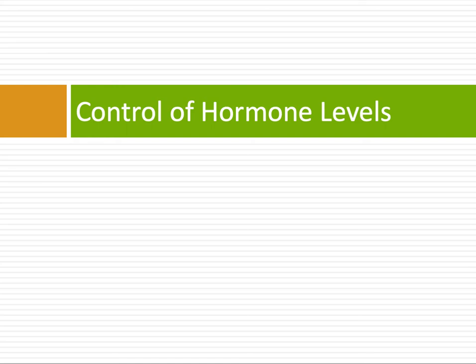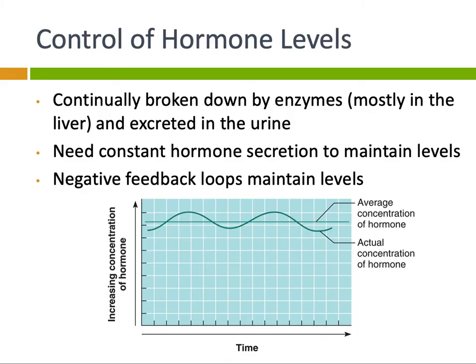Lastly, we'll talk about control of hormone levels and how the endocrine system works to do that. So before we talk about how they're controlled, it's important to know that hormones are always being released by our body as needed. But because they're being released, they're also continually being broken down by enzymes, mostly in the liver, and then they're excreted in the urine. So even though we're always producing hormones, we're also always getting rid of them.